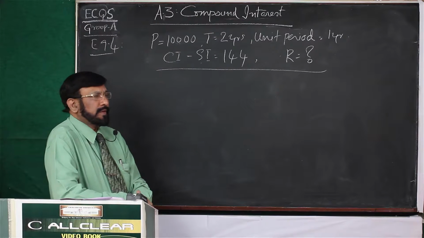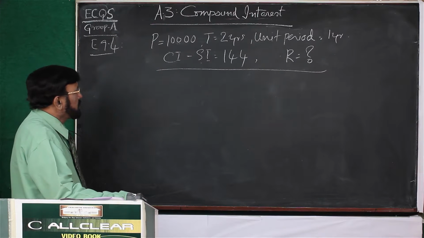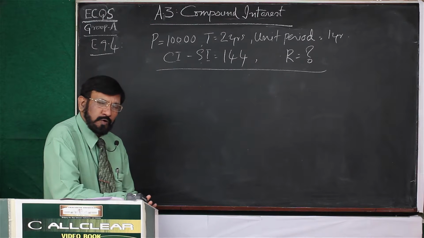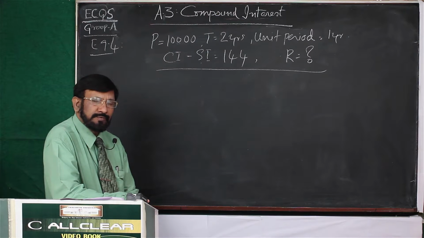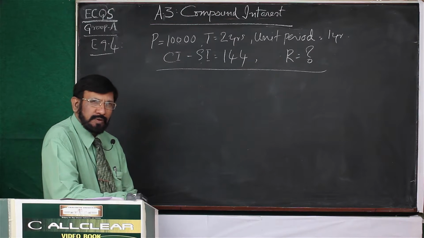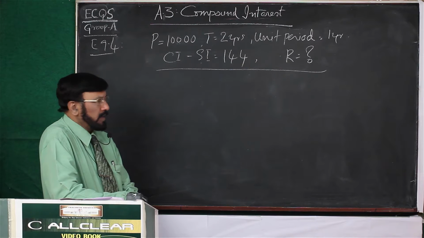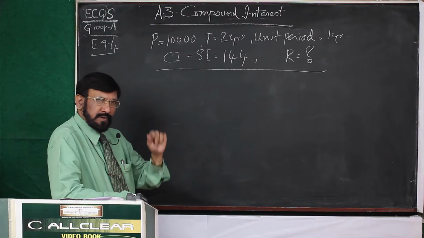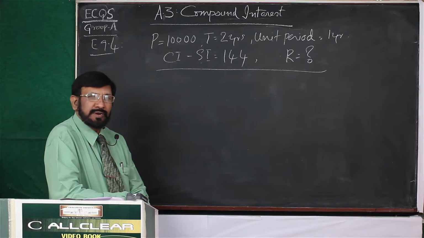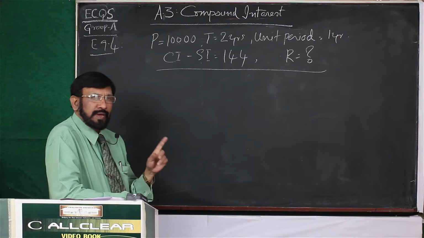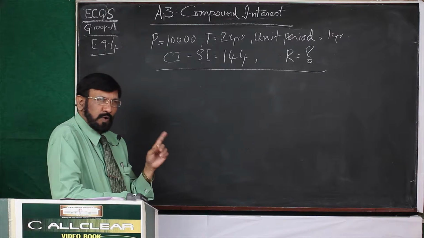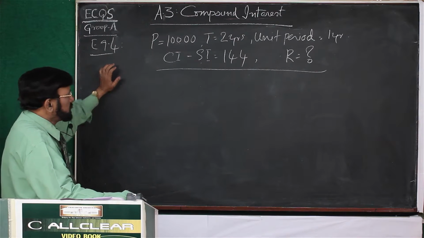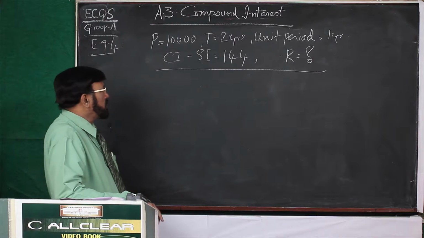Now, example number 4. In the previous 3 examples, we mainly focused on the calculation of amount, subsequently compound interest. The only difference is we focused on different unit periods. Mainly we calculated a small r and n. Here this is the 4th example. It is a somewhat different problem.